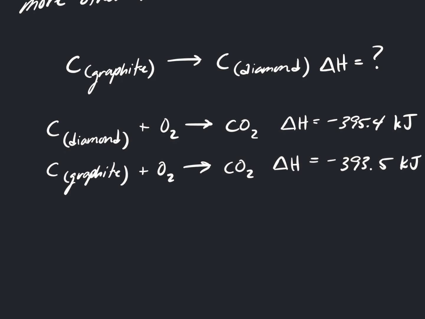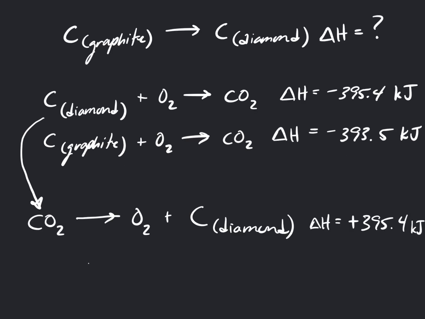Okay, so I'm going to do that first, and then once I do this, I think you'll understand what I'm getting at. You can see what I did here is I took this reaction with the diamond and I reversed the reaction. Instead of CO2 being the product, now it's the reactant, and I'm splitting CO2 into oxygen and carbon as a diamond. Now, let's be honest, you can't actually do this, but mathematically you can.